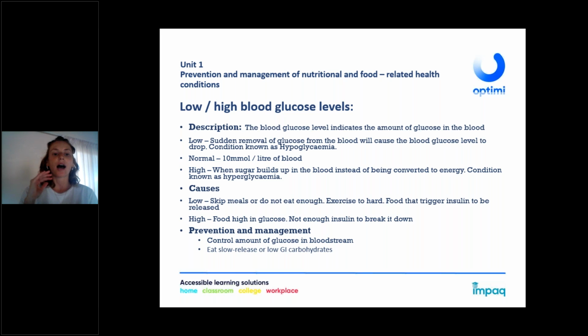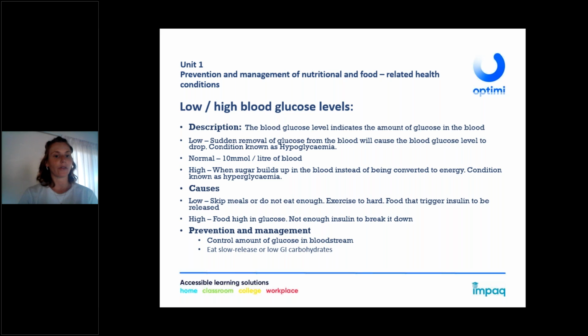Okay, a high level of glucose is when the sugar builds up in your blood. It's not converted into energy, and that condition is known as hyperglycemia. So you get low and high. Low is when there's not a lot of glucose in your blood. High is when there's too much glucose in your blood and it can't be converted into energy.